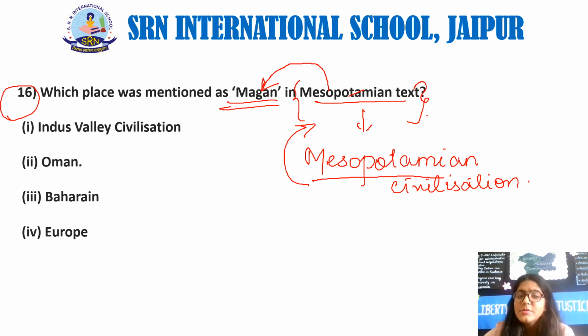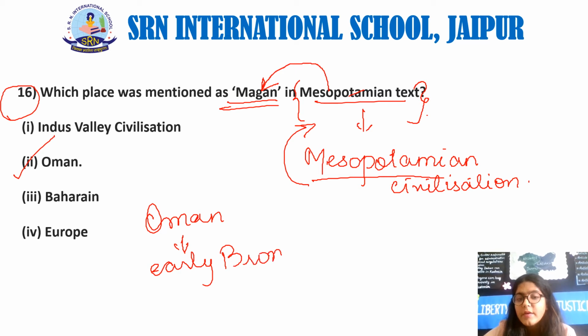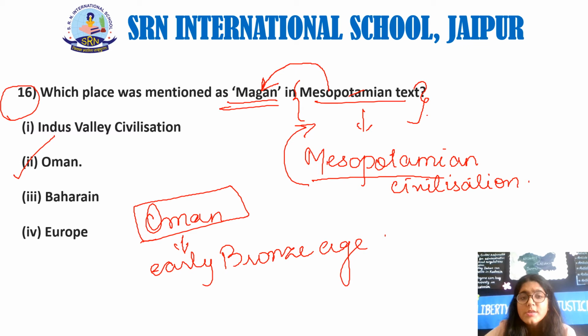And the answer to this question is Oman. Oman in the early Bronze Age, it was known as Magan. I hope you all understood this question.